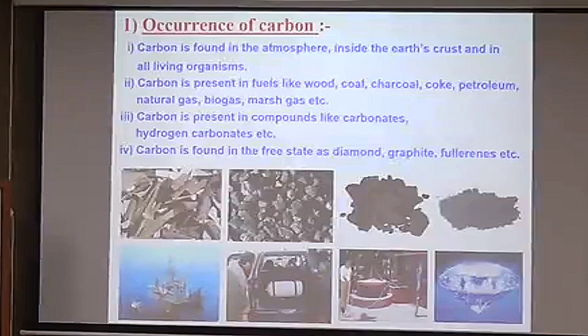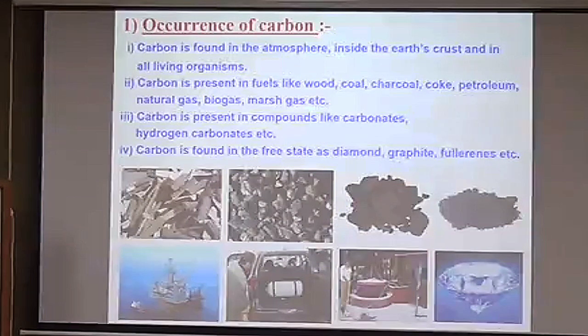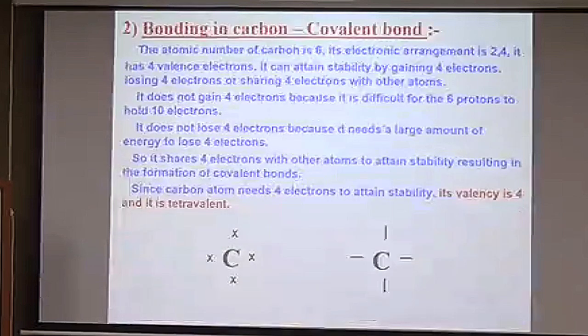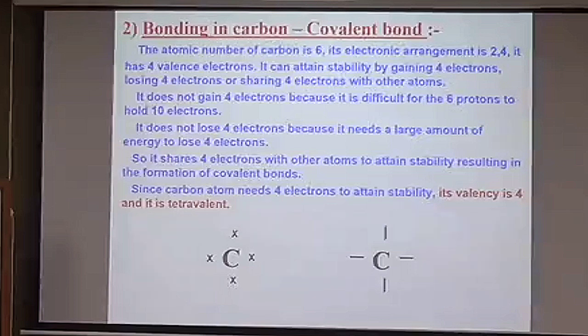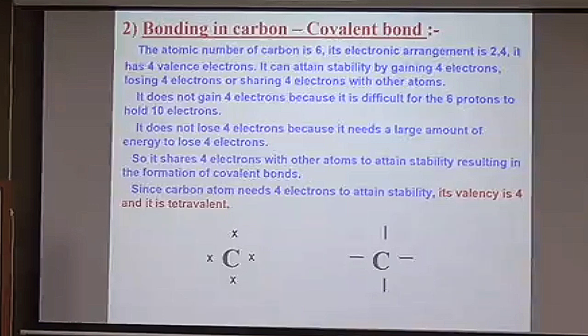Though its percentage in the earth's crust or air is very low, carbon forms a very large number of compounds. We'll be studying it later. Why does carbon form a large number of compounds? Let us see what the bonding in carbon compounds is. We have already studied ionic compounds, and we know ionic compounds have very high melting and boiling points. If we compare the melting points of ionic compounds with carbon compounds, we'll see that the melting point and boiling point of carbon compounds are very low. It means carbon compounds are not made up of ions.